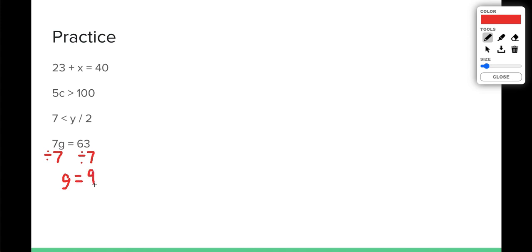All right, you guys, that's all I have for you today with one-step inequality practice. Please remember, showing your work is just as important as providing the answer. Check in with your teacher if you have any questions.